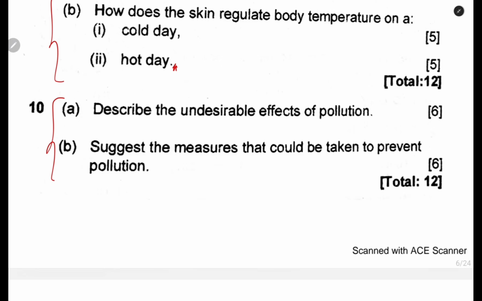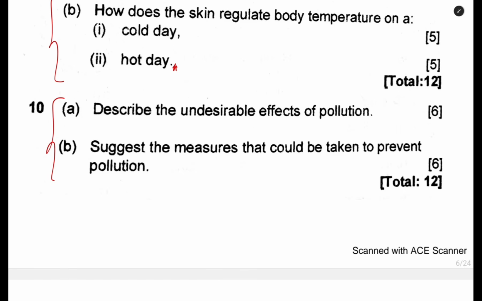Suggest the measures that could be taken to prevent pollution. Oh, this is pollution, please, not population. Describe the undesirable effect of pollution. So pollution also has not featured for some time. And looking at the season we are in, pollution could be one of the favorite topics for the examiner. So just to emphasize on this one also, you need to have it at the back of your mind. I know I've talked of most of the topics being possible topics, but we just have to look at it.